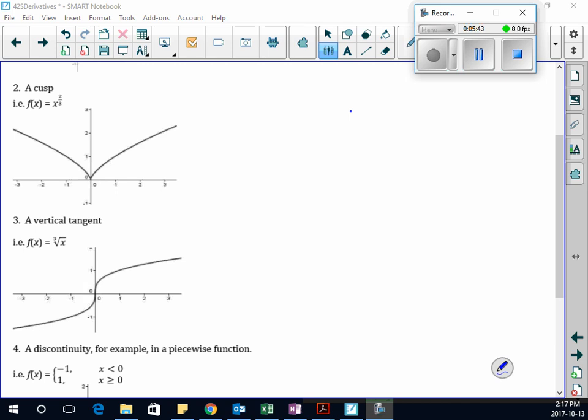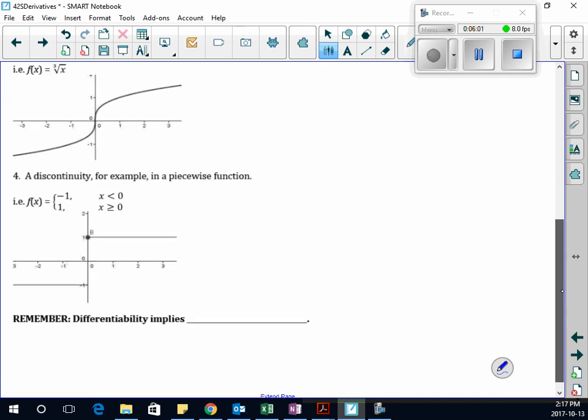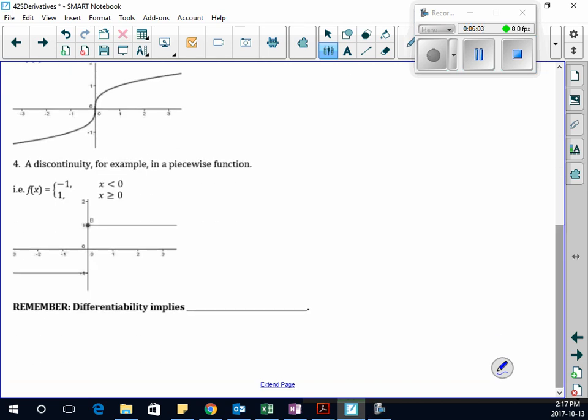A vertical tangent. Everybody know that a vertical line means there's no slope. So if you have no slope, how can you have a derivative? Makes sense? Yes? So something that kind of goes like that, that's a vertical tangent. A discontinuity, of course, that doesn't make sense, right? This is a slope of 0, this is a slope of 0. However, you're jumping.